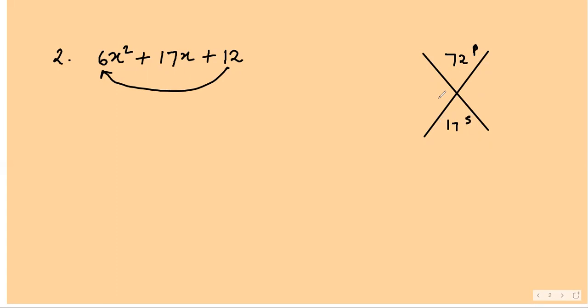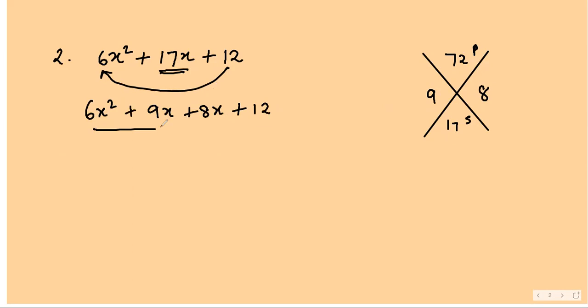Now the two numbers whose product is 72 and the sum is 17, those are 8 and 9. So we'll write 9 here and 8 here. So it is 6x squared plus 9x plus 8x. In place of 17x, we'll write the two terms 9x and 8x, plus 12 here.